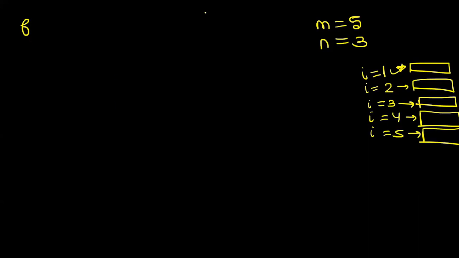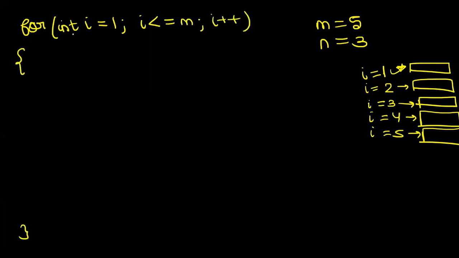Okay. So guys, i is standing for my line number. It tells me the line number, okay? So I start. For int i equal to 1, i less than or equal to m, i plus plus. So there are m different lines, right? So first of all, the value of i will be 1.